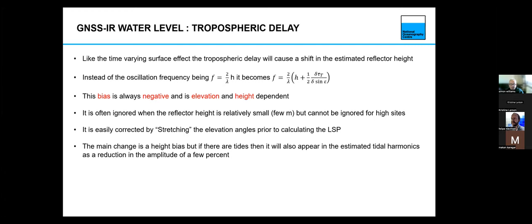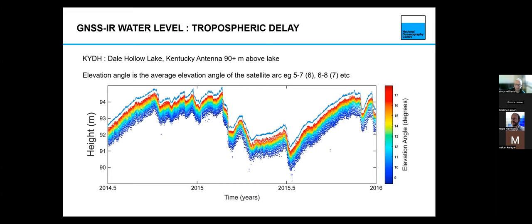The main change is a height bias, but if you have reasonably large tides, it will also appear in the estimated tidal harmonics as a reduction in the amplitude of a few percent. So you do have to worry about it. So here's one example. This is a lake in Kentucky, 90 meters above the lake.